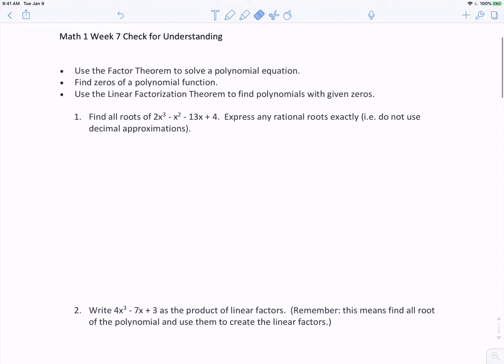Here are the solutions to the Week 7 Check for Understanding. For this first problem, where I asked you to find the roots exactly, my apologies.